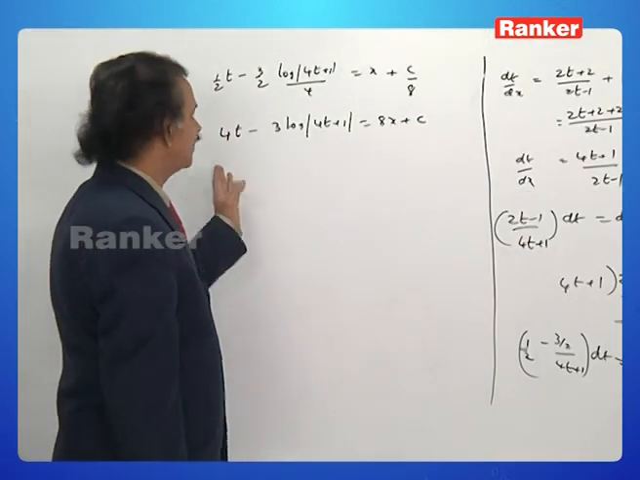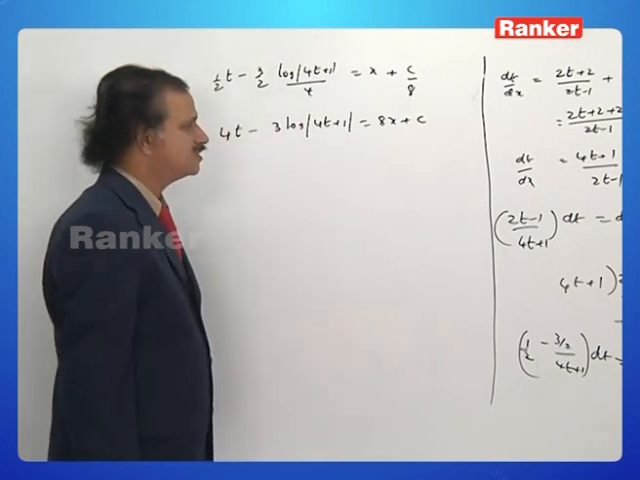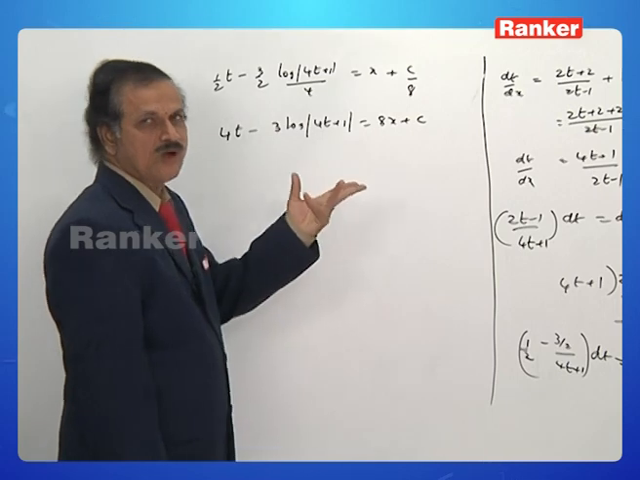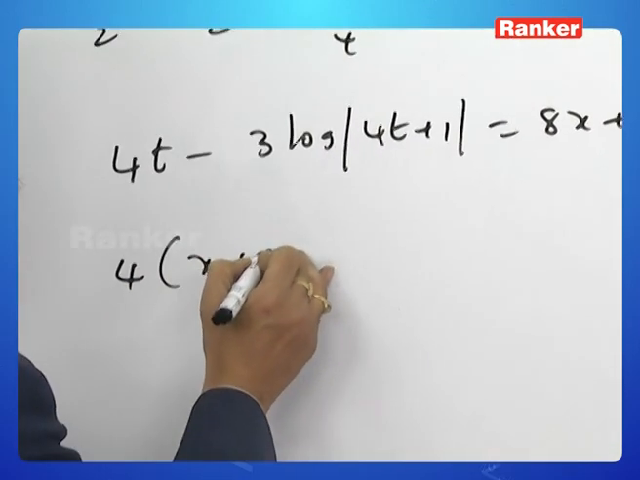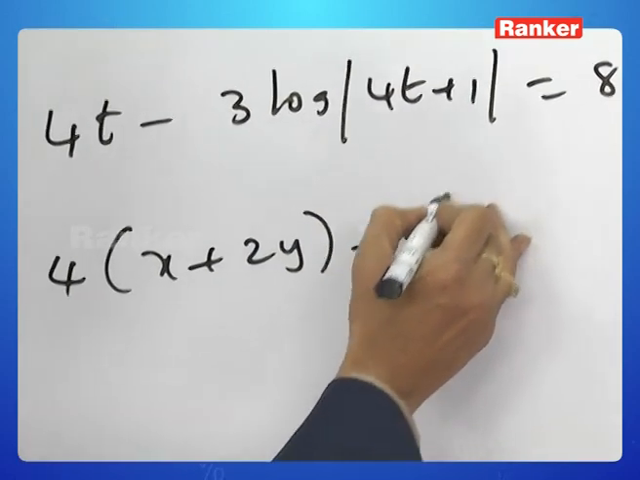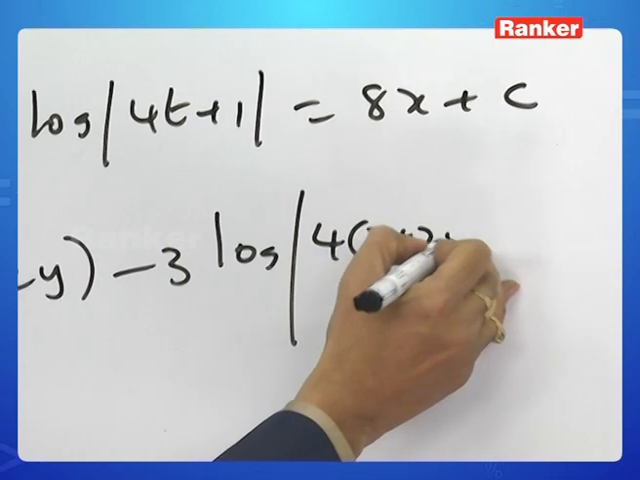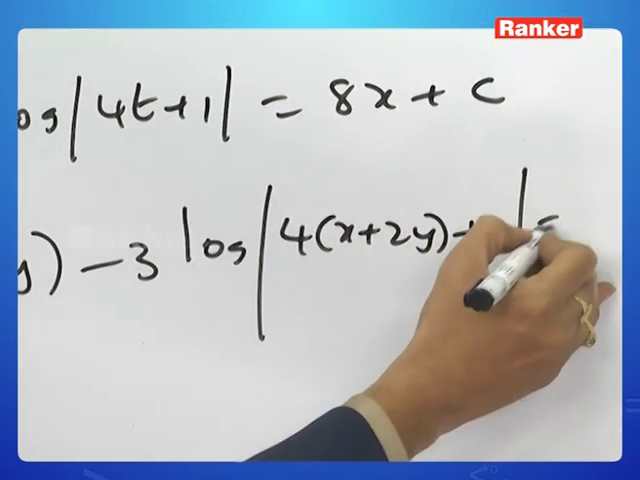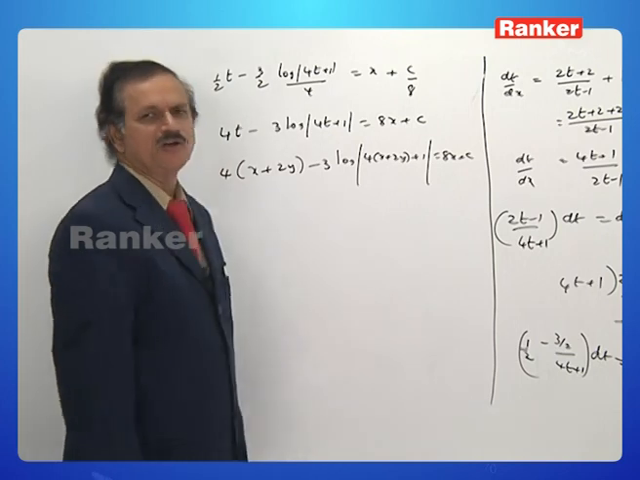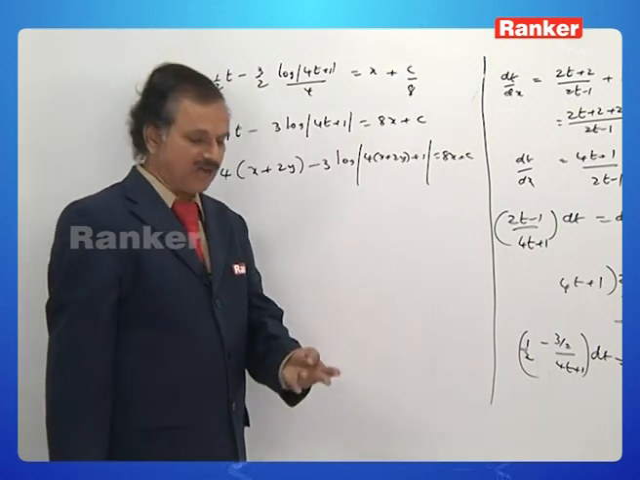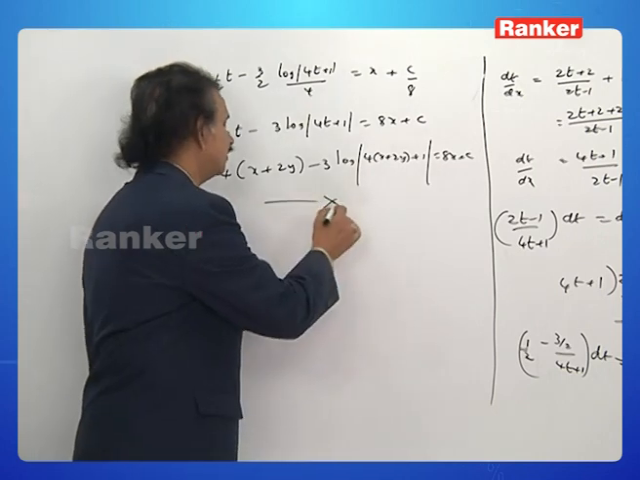And in the place of t, you replace it. What quantity is supposed to be t? It is x plus 2y, isn't it? So 4 into x plus 2y minus 3 into log of 4 into x plus 2y plus 1 is equal to 8x plus c, and the simplification can be done according to the convenience, according to the options, according to the necessity. I like to stop here itself.